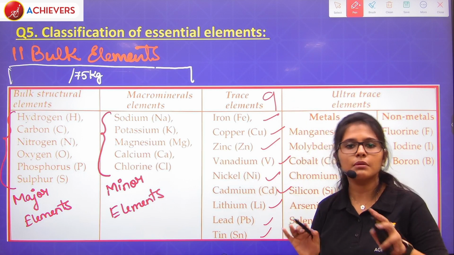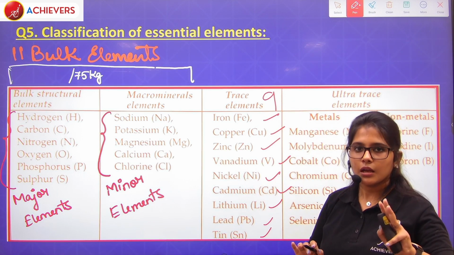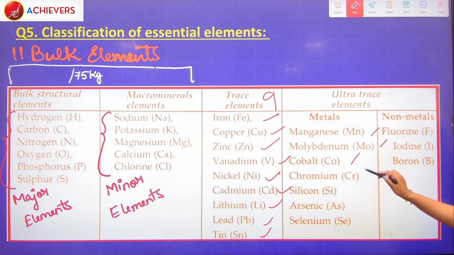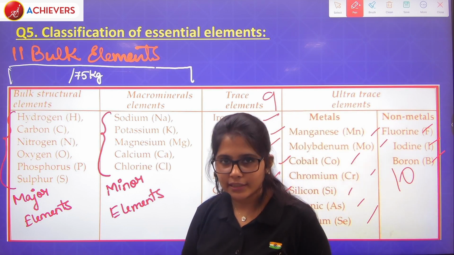We will have to remember these 9 trace elements. But if you look at these ultra trace elements, many things are there, like 1, 2, 3, 4, 5, 6, 7, 8, 9, 10. You can remember all 10, it's good. You are no longer a small kid.